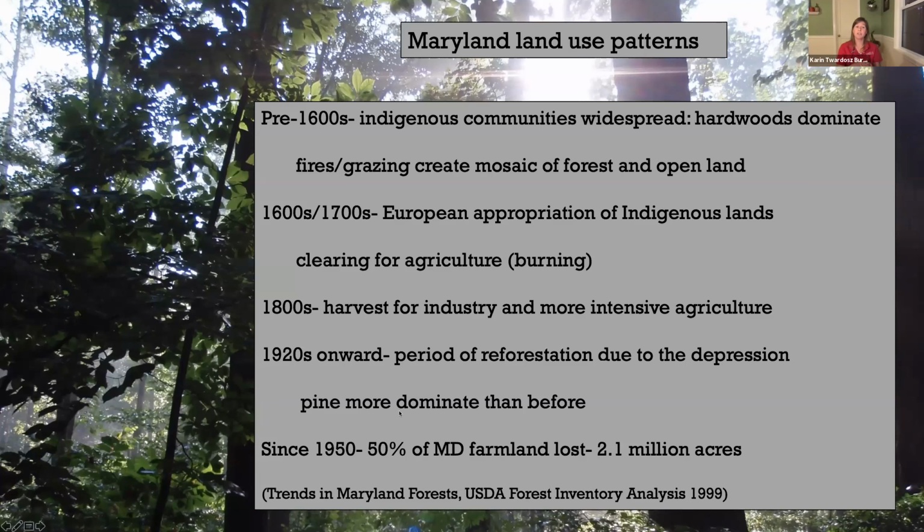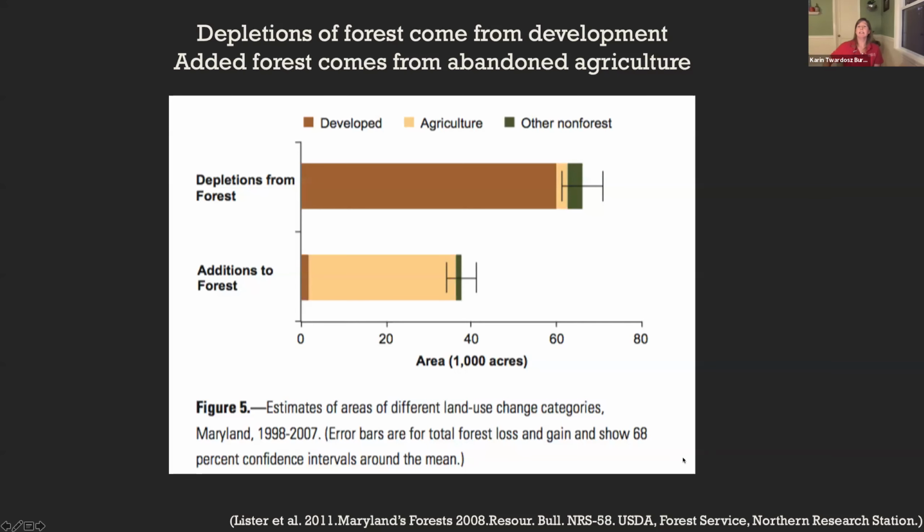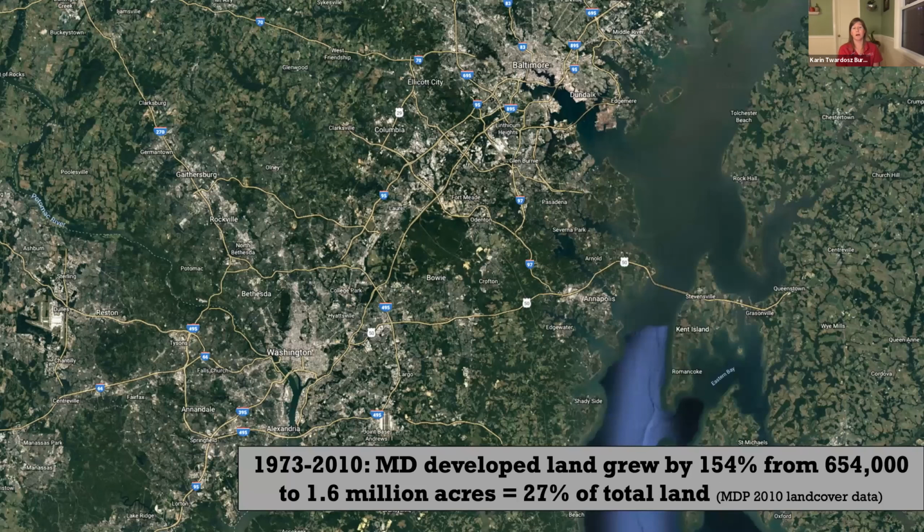So actually, since 1950, about 50% of Maryland farmland has been lost. Is this going to forests? And the unfortunate answer to that is no. Instead, where it's going to is the elephant in the room, which is development. So the pattern we're seeing in Maryland is essentially that additions to our forested lands come from abandoned agriculture. The depletions from the forest are coming from development. And this development is pretty substantive.